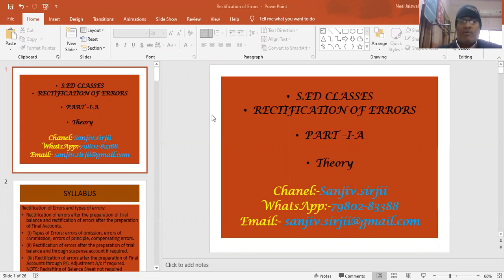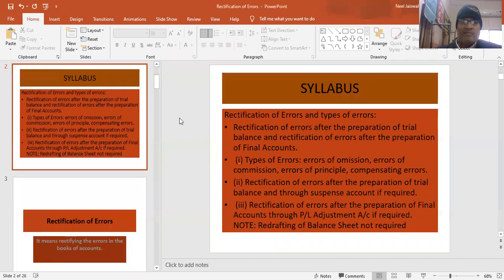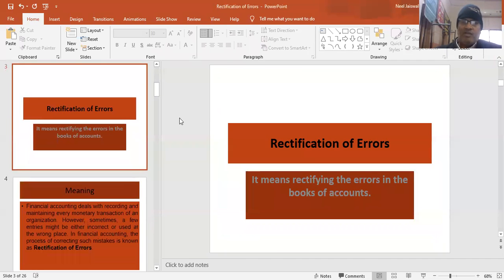Now, when I'm talking about rectification of errors, what does it mean? Rectification of errors simply means that some error has been committed and we need to rectify those errors. How do we rectify the errors? Either we erase it or we pass some journal entries or some other ways by putting some values in the ledger accounts and we rectify.